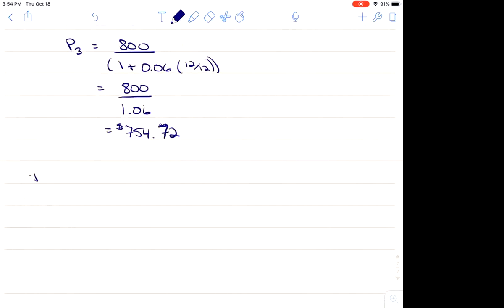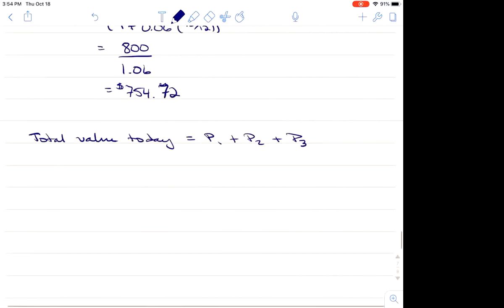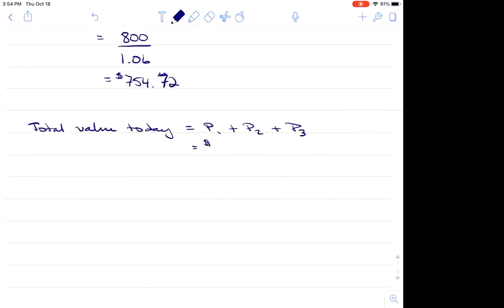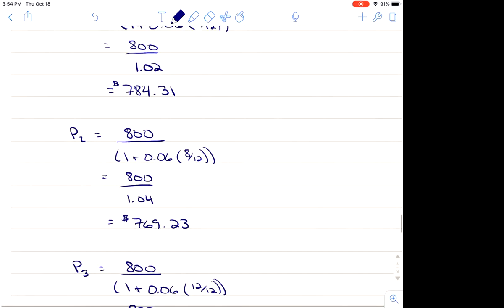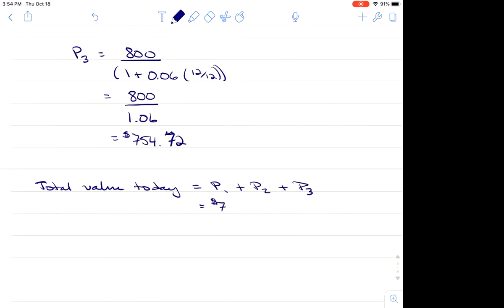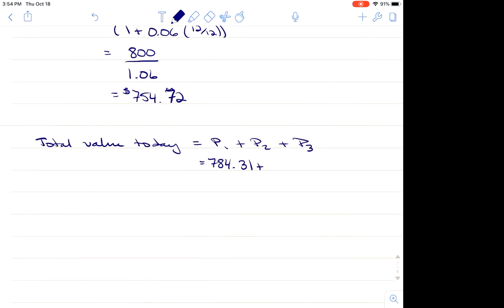So then the total value today is P1 plus P2 plus P3, which is 784.31. Oh, I won't do my dollar sign quite yet. 784.31 plus 769.23 plus 754.72.